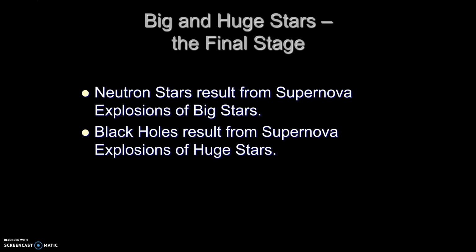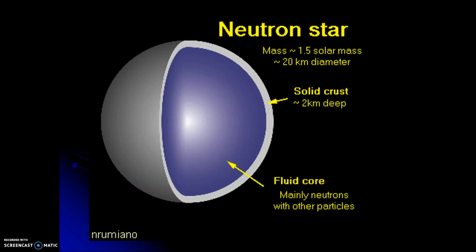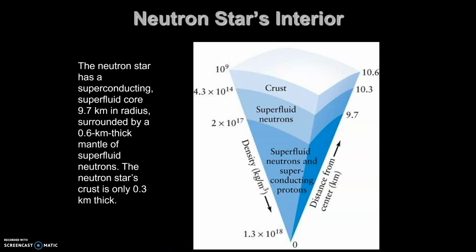Looking at our final stages, neutron stars result from the supernova explosion of big stars, and black holes are going to result from the supernova explosions of huge stars. A neutron star is going to have about 1.5 solar masses and only about 20 kilometers in diameter, so it is still very large, but we're going to see a solid crust here with a fluid core. This fluid core is going to contain many neutrons with other particles as well.